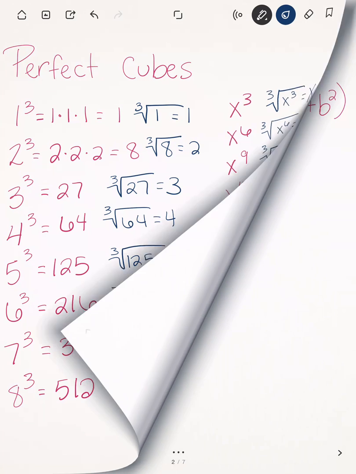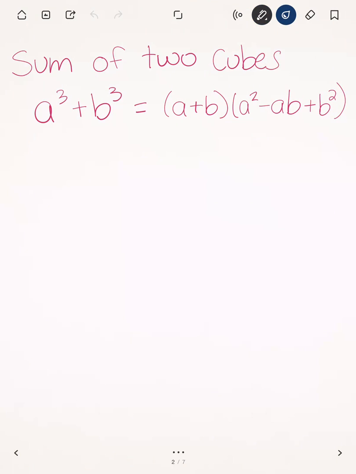So now, let's get into actually factoring a sum of two cubes. Here is our formula. This is very important to know. The first part, a cubed plus b cubed, tells me that I have some number or variable cubed plus, hence the word sum, some other number cubed. And this is how it's factored. This is the factored part, right here.